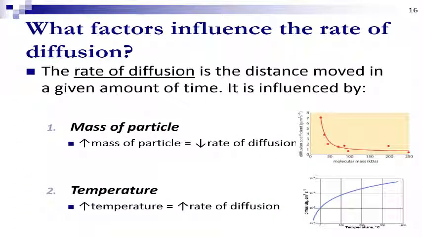The distance moved by molecules in a given amount of time is called the diffusion rate. It is affected by different factors, such as: 1. Mass of particle, since high particle mass is accompanied by a low diffusion rate. 2. Temperature, since high temperature leads to a higher diffusion rate.